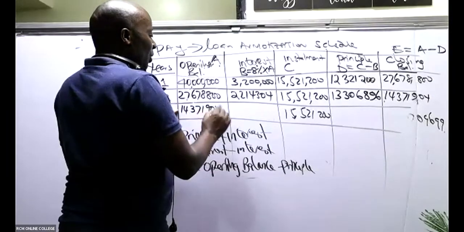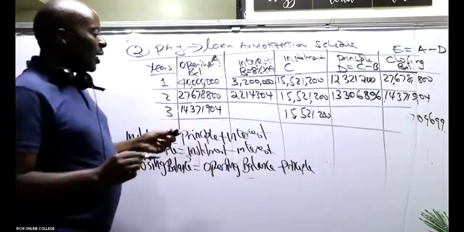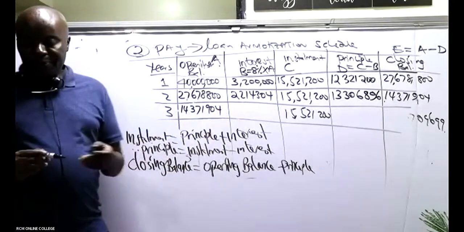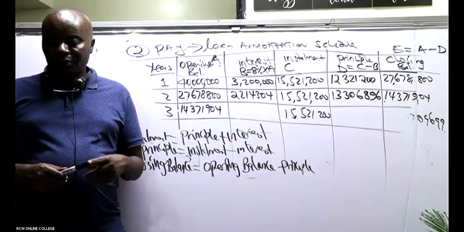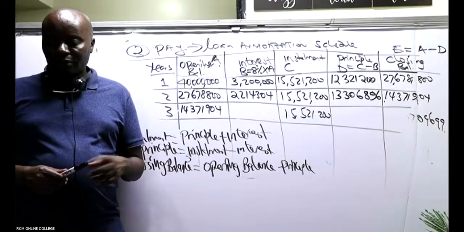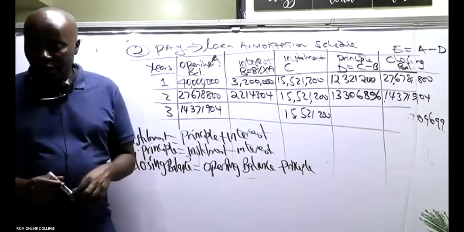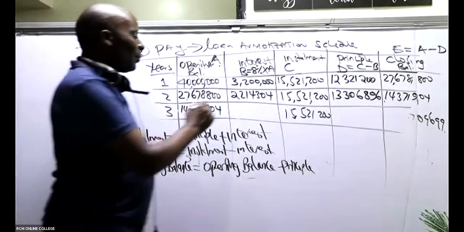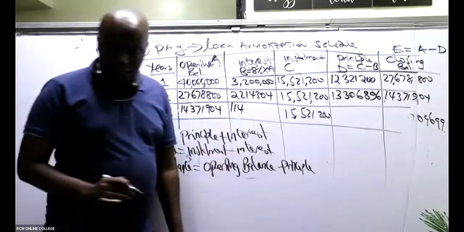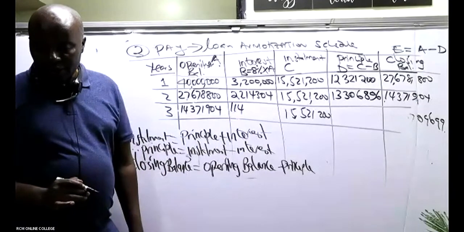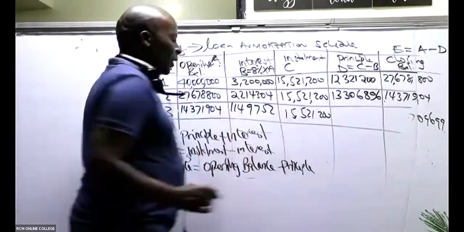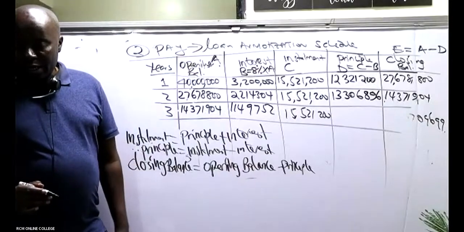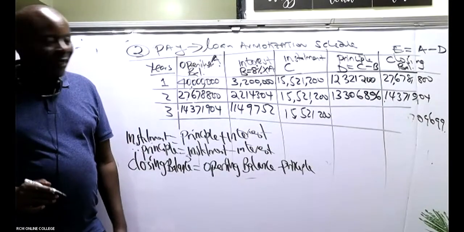14,371,904, like that. So then, are you able to give me the interest for year number 3 as we finish? So we have here 114... 97.52, like that. 149,752 point something, right?